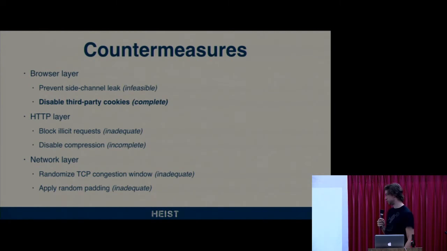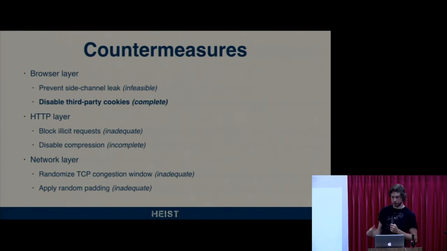Then on the HTTP layer, you could try to block illicit requests, but then again, there are tricks for the attacker to make the requests look legitimate. So that's also not a very good solution. Disabling compression would solve the compression-based attack if the compression of secrets were disabled. But unfortunately, the leaking of the size of resources, to get the demographics of the victim from Facebook, for instance, would still be possible.